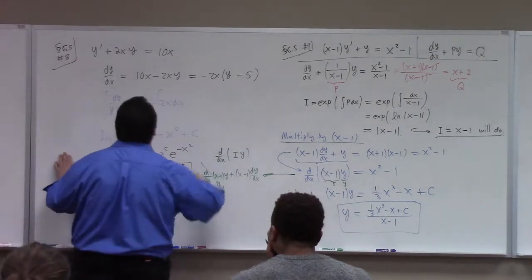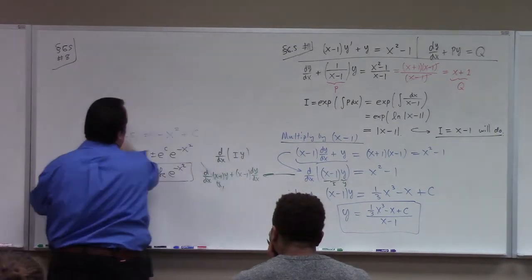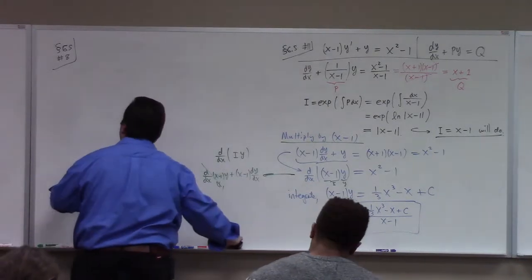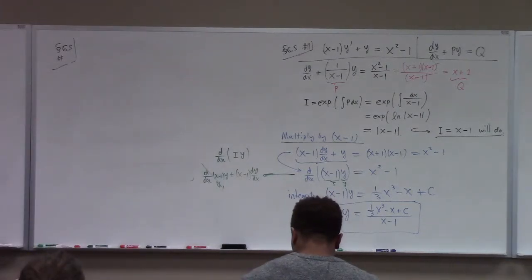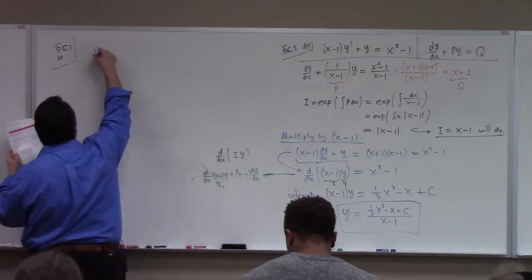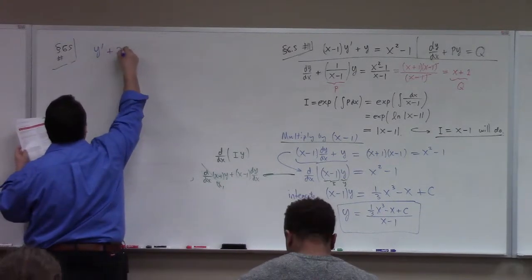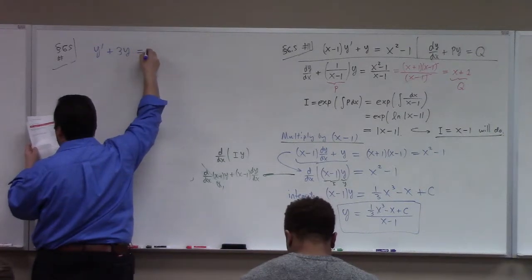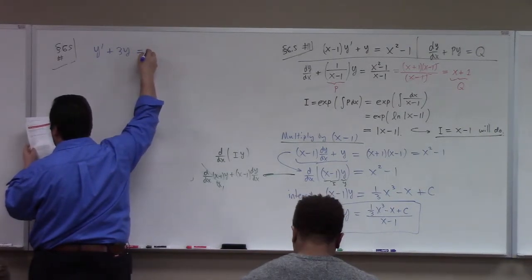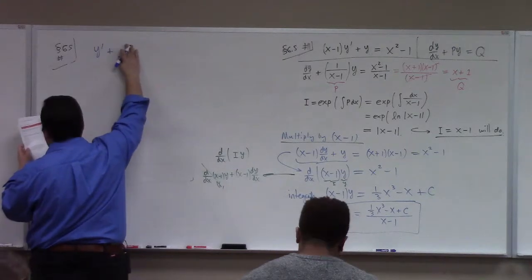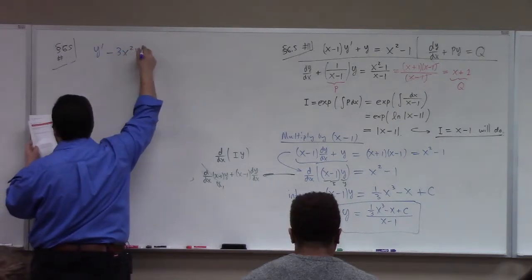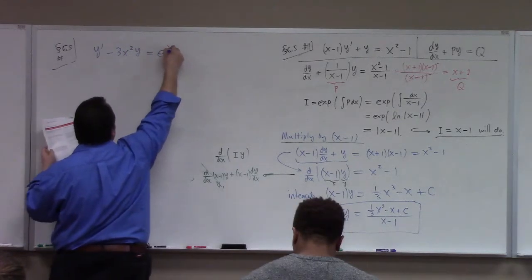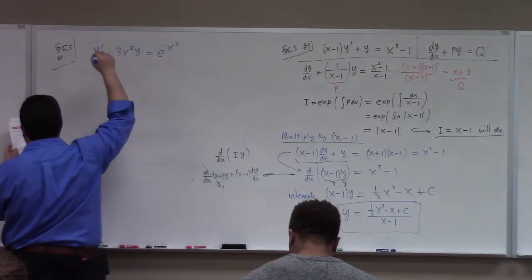Let's do another one. Let's try y prime plus 3y equal to, oh, I think I already did this one. Oops. Let's try y prime minus 3x squared y equal to e to the x cubed. This is number 13.